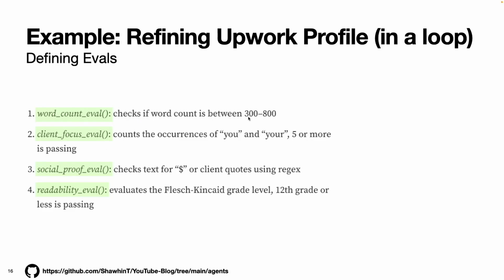The first is checking the word count. All the profiles were between 300 and 800 words. Another one is a heuristic for checking if the profile is client-focused. So the way I do this is basically count the number of times "you" or "your" is mentioned in the profile. The threshold here is 5 or more. Another evaluation is to check for social proof. And so the heuristic I use here is whether a $ sign appears in the text. This would indicate you're talking about some past impact where you generated some dollar figure in value for a client, or the profile includes a quotation from a past client.